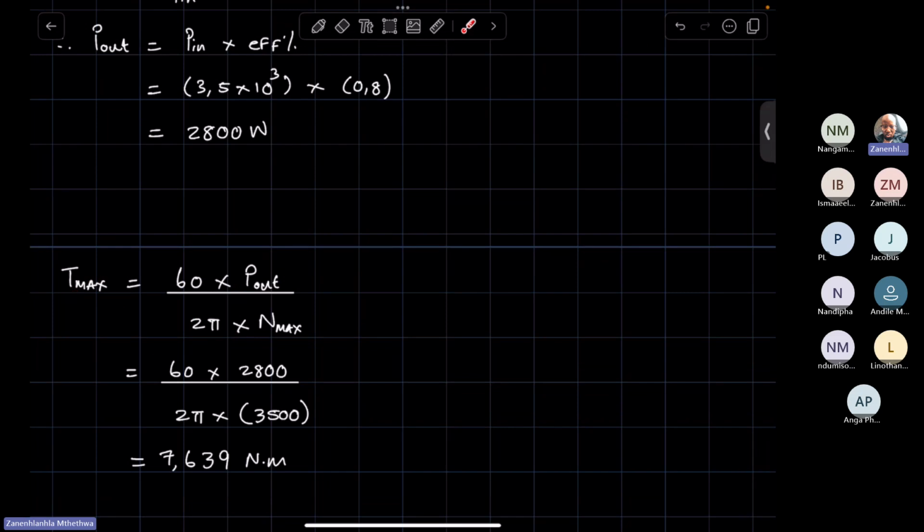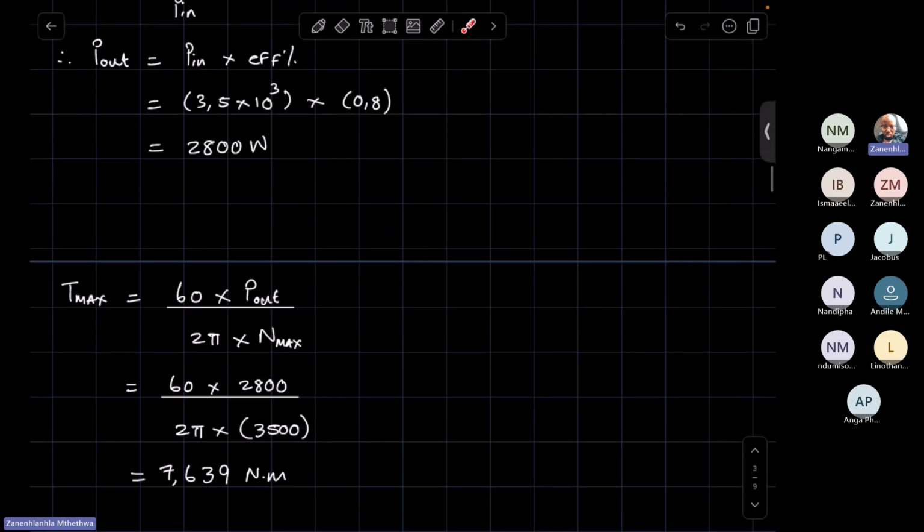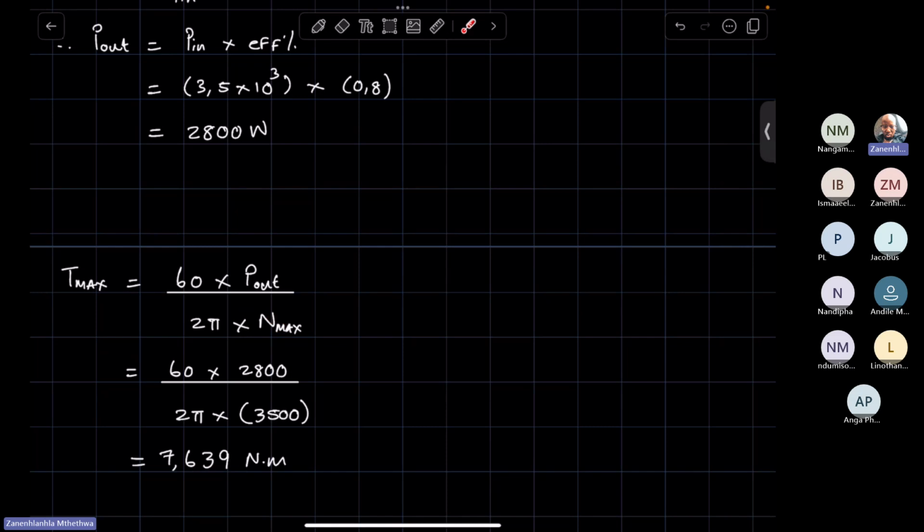So this is T max at the spindle. T max is essentially equal to 60 times the power, and we've already established that it has to be the output power, seeing that our lathe machine is not 100% efficient, divided by 2 pi times n. Now the n, because we're looking for the n at maximum velocity, we have to use 3,500 revs per minute. Then all you do is substitute. You've already calculated the power out, and you've been given a maximum of 3,500. Then all you do is calculate, and this is what we get.